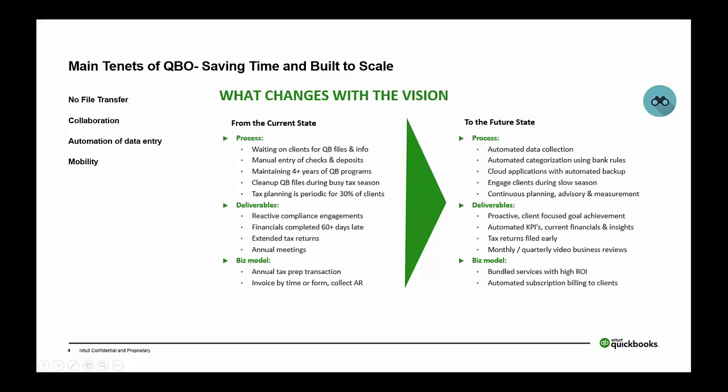But from an accounting firm perspective, there's no need to maintain a bunch of desktop installations on a server or your staff's computers, or deal with accountant's copy and things like that. You can automate data collection and auto-categorize through bank rules. The bank feeds are advantageous. And there are a lot of third parties that help you keep proactive.